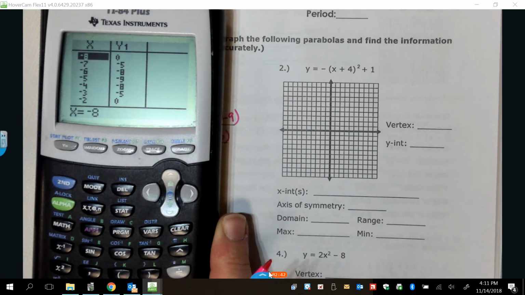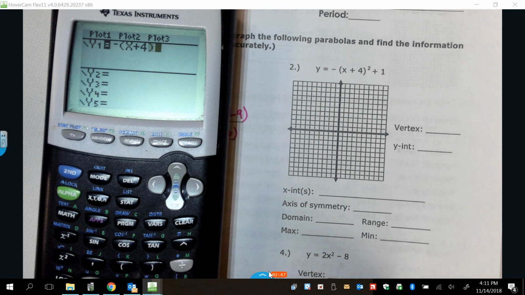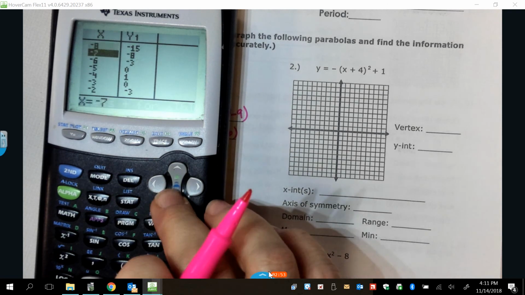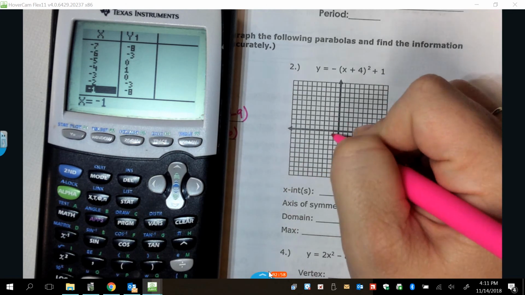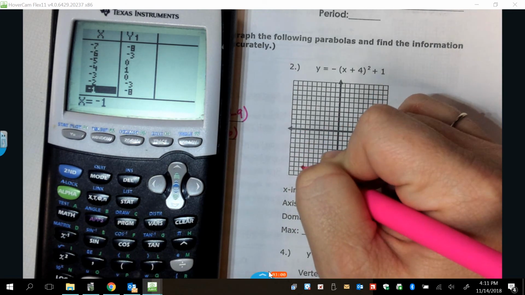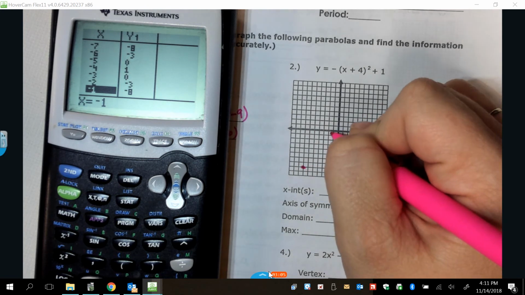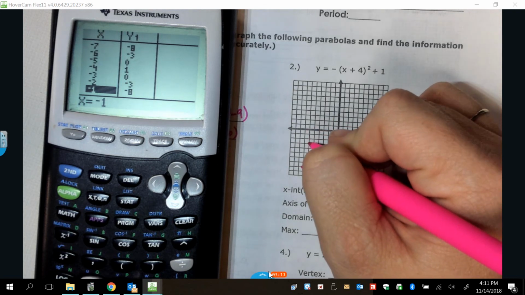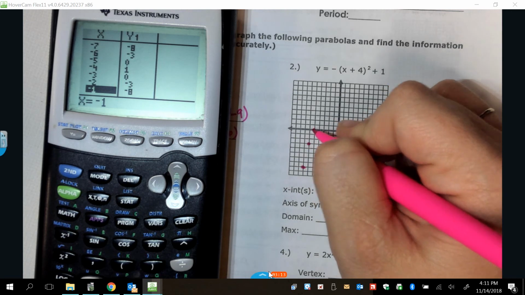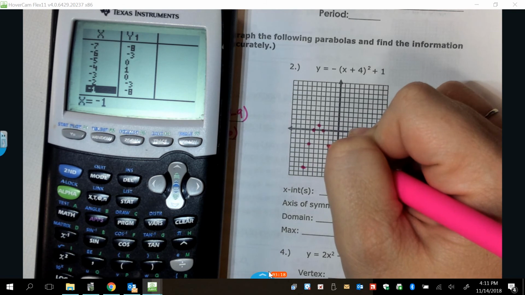So let's try this next one. So we have negative parentheses x plus 4 squared plus 1. Second graph, I'm going to find my rainbow. I already see part of it. There we go. So -7, -8. -6, -3. -3, 0. -5, 0. -4, 1. Back down the other side.